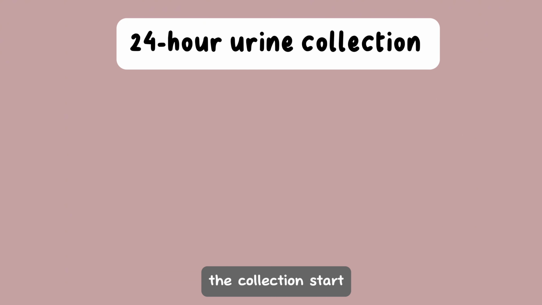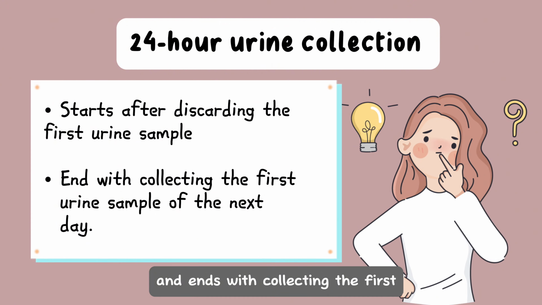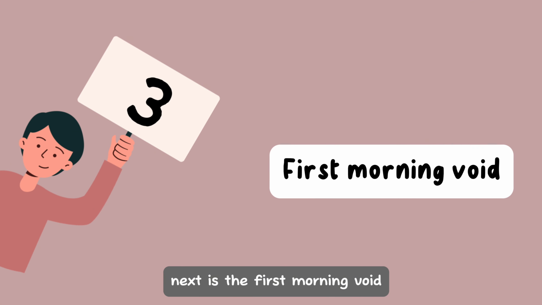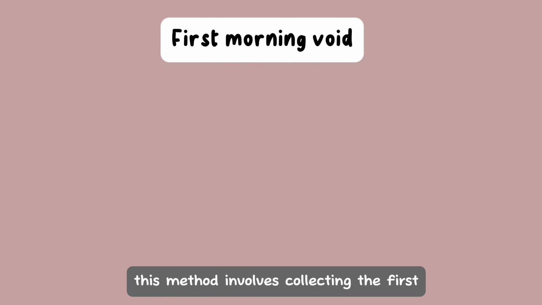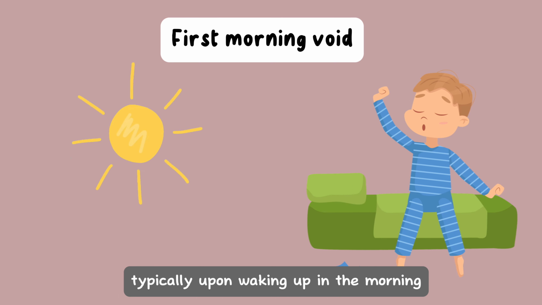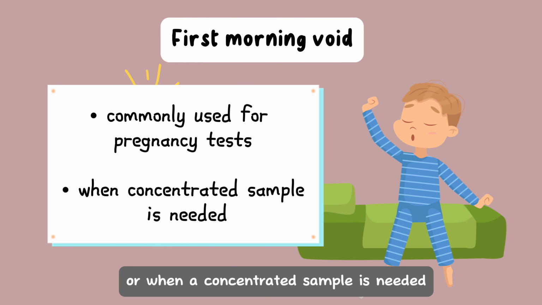The collection starts after discarding the first urine sample and ends with collecting the first urine sample of the next day. Next is the first morning void. This method involves collecting the first urine sample of the day, typically upon waking up in the morning. It is commonly used for pregnancy tests or when a concentrated sample is needed.